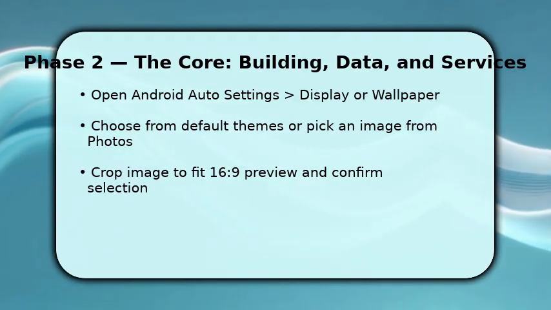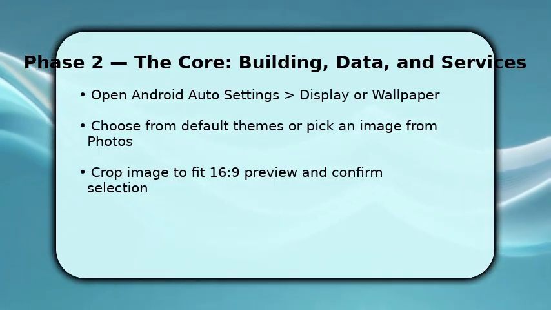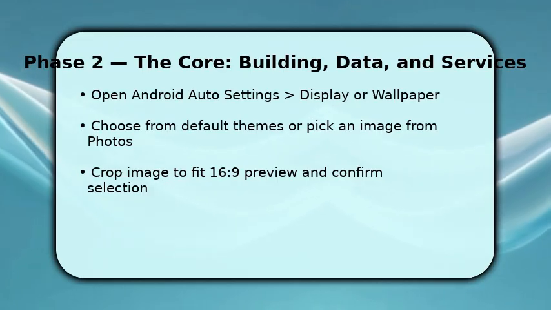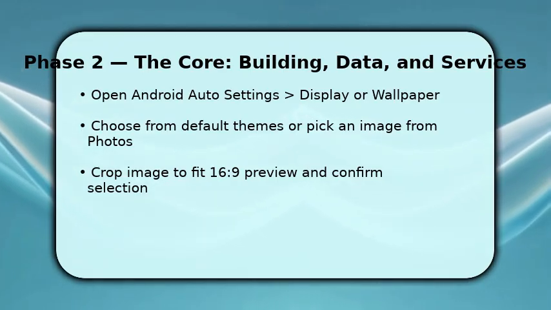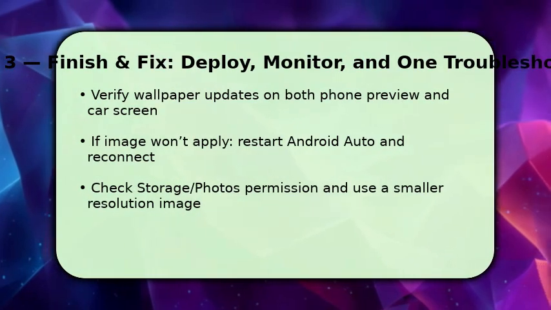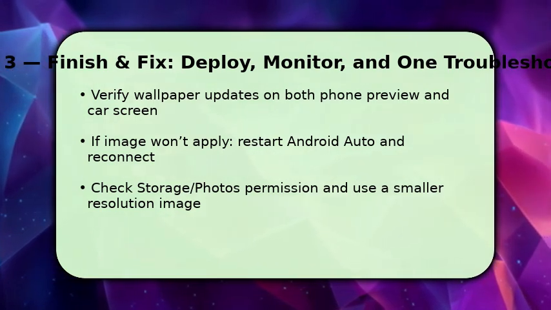When you pick an image, crop it to the 16:9 preview so important content isn't clipped, and then tap Confirm or Set Wallpaper. Doing this ensures the background scales correctly on the head unit, which avoids distorted or stretched images. Once done, verify the change appears on the phone preview and the car display. If both match, you're finished.